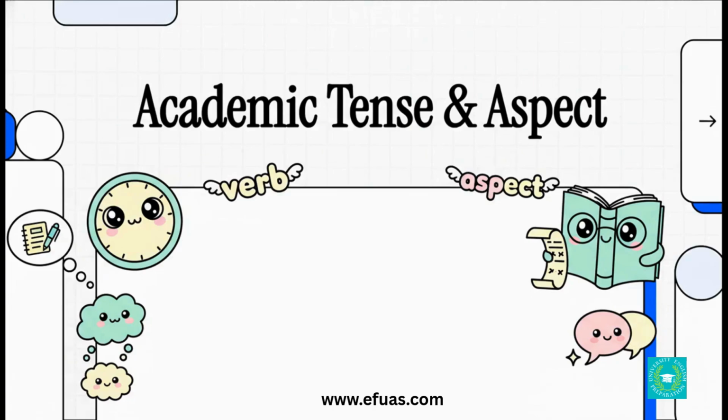Have you ever felt like your academic writing is missing something? That you're not quite getting your point across with the precision you want? Well, today we are going to dive into a super powerful tool that will absolutely take your writing to the next level. It's called Verb Aspect, and trust me, it's a game changer for sounding clear and professional. So let's jump right in.